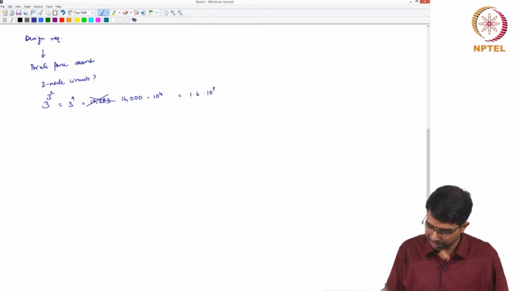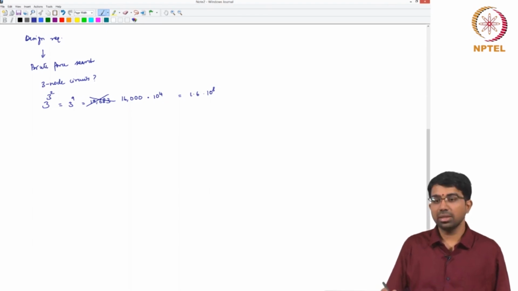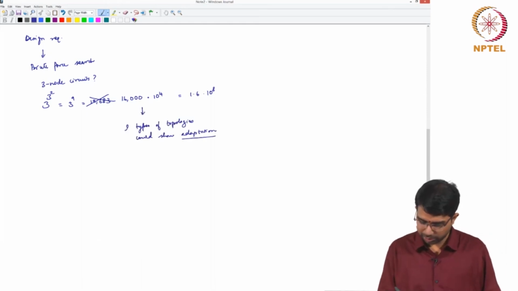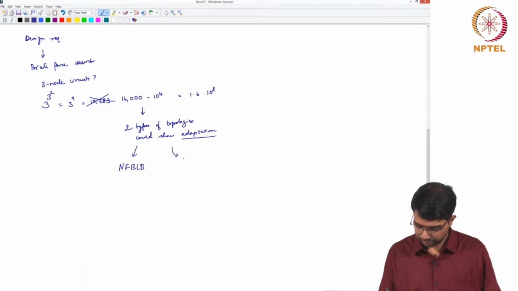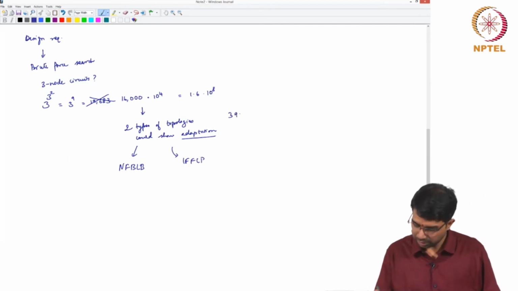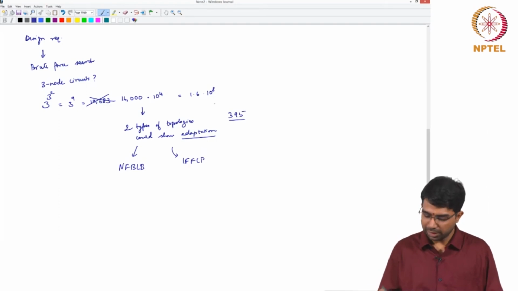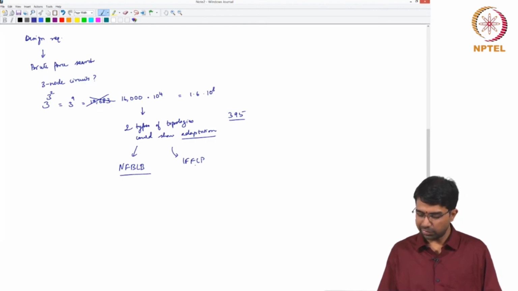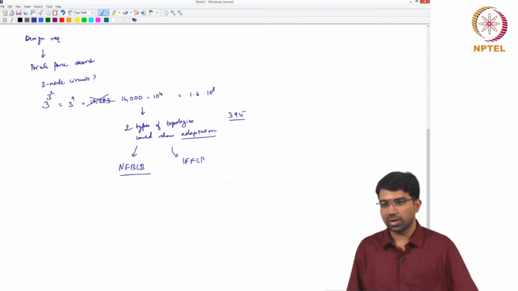and performed therefore 1.6 into 10 to the 8 simulations, and then they came up with something really startling. They found that there were 2 types of nodes. So, 395 combinations of them give the ideal response. So, this is roughly about 395 topologies which fell into 2 families essentially, more or less, right. So, negative feedback loop with buffering node, and incoherent feed forward loop with proportioning node, right. So, these were the 2 families of topologies.